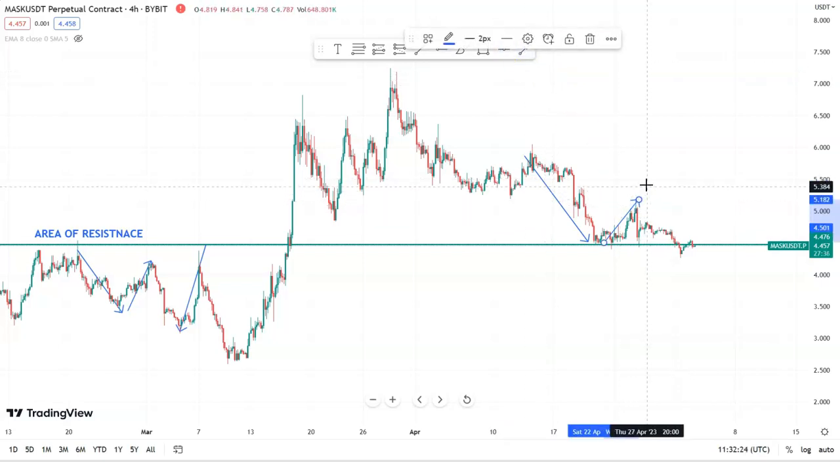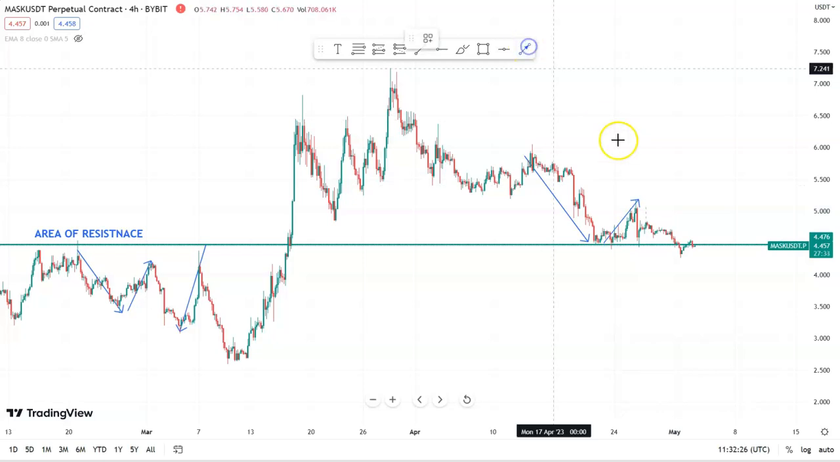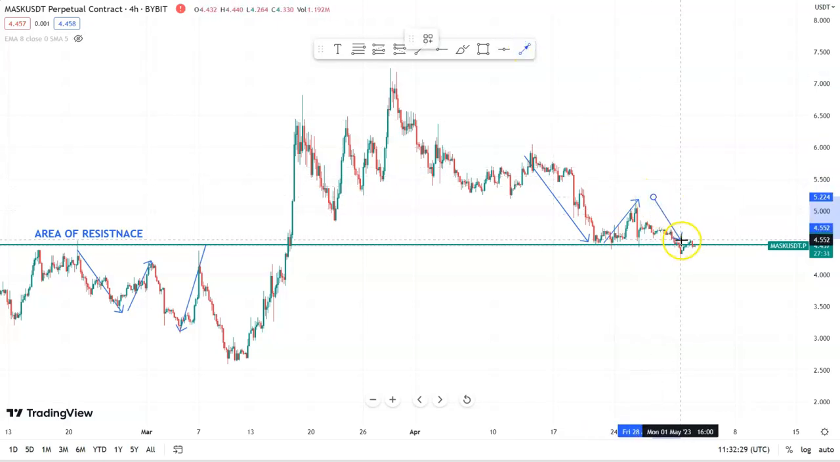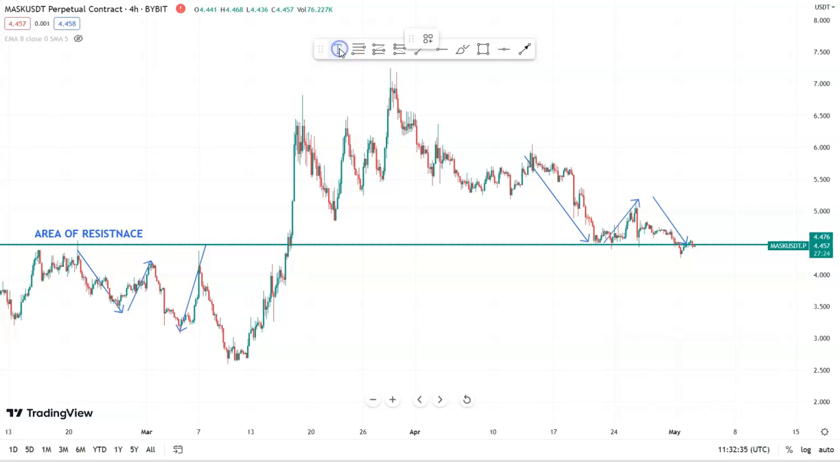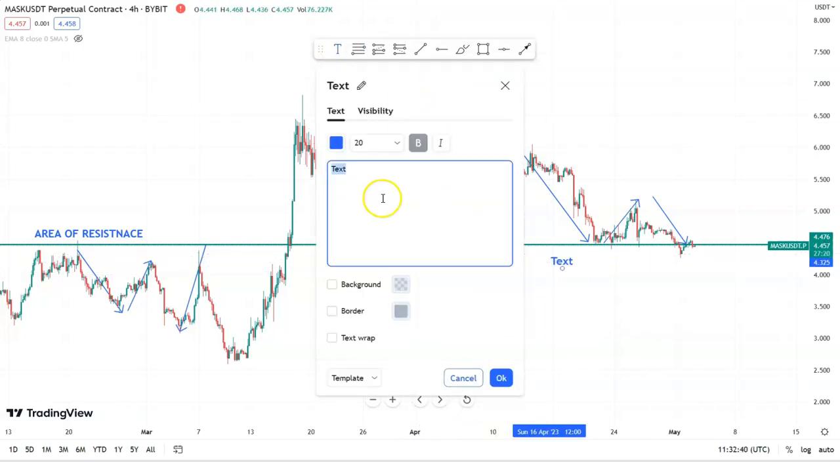When it started coming down again, let me just draw these areas. It bounced again at this area. So this area is an area of support. Why do we call it support? We call it support because this particular area is an area of support.